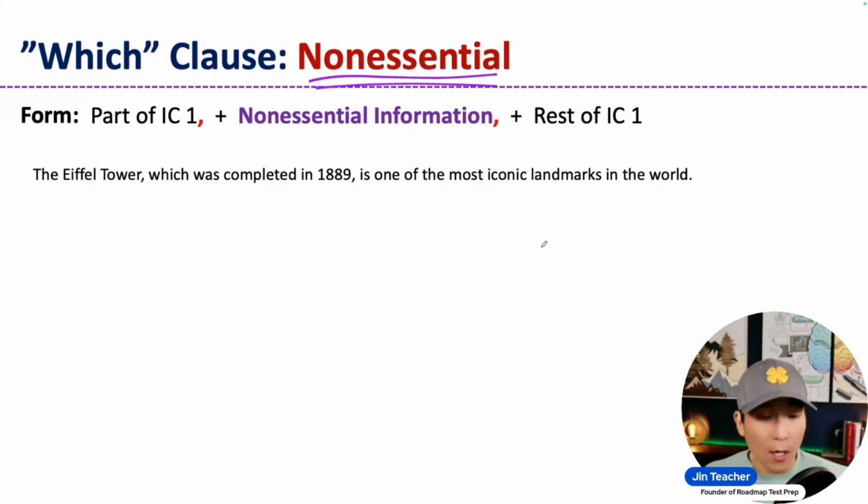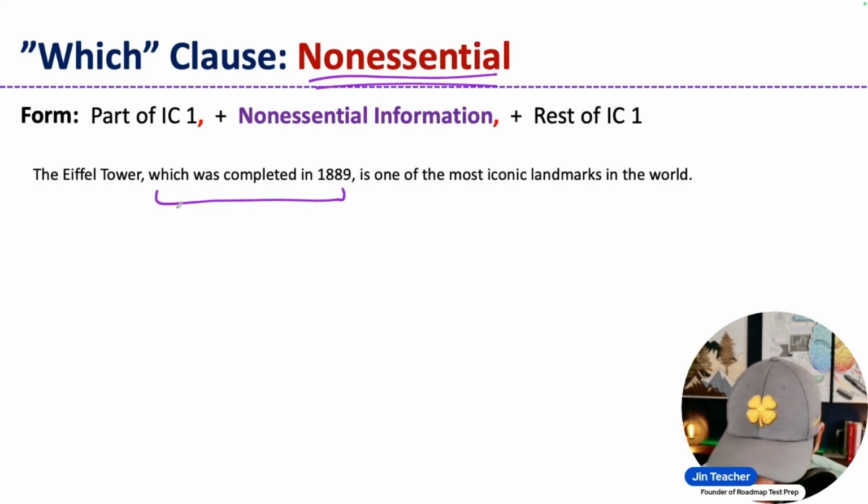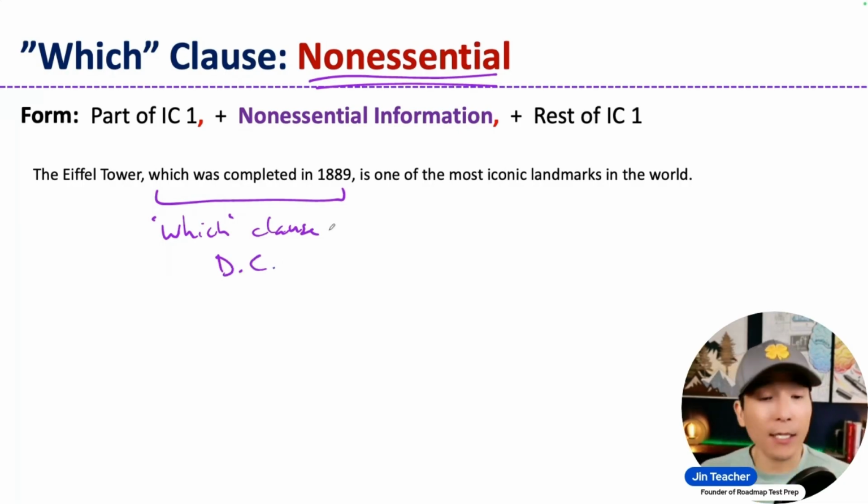world. Okay, so notice how we have this component here, this dependent clause, this which clause. It's a type of dependent clause, which I told you guys always has a verb inside of it. So was is my verb inside of this dependent clause. Dependent clauses are not complete sentences, so which was completed in 1889 is not a complete sentence.